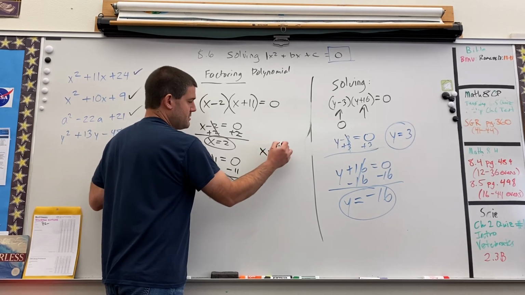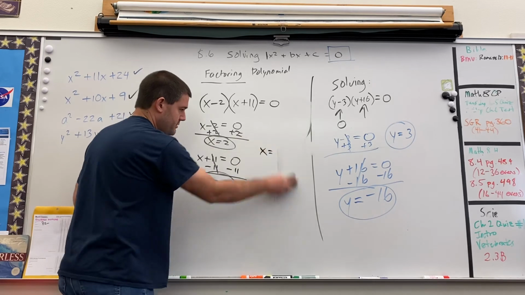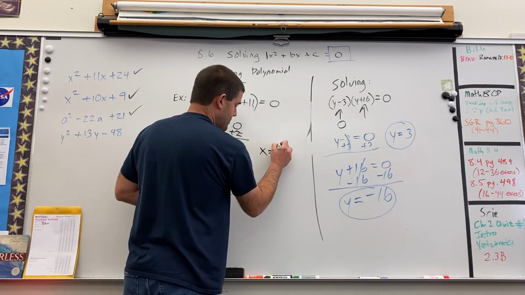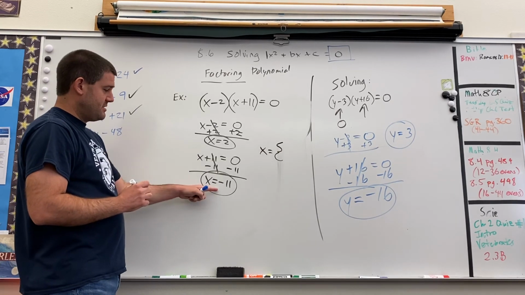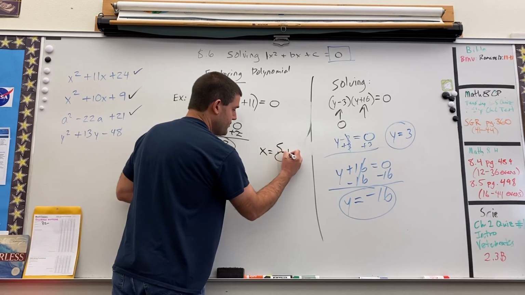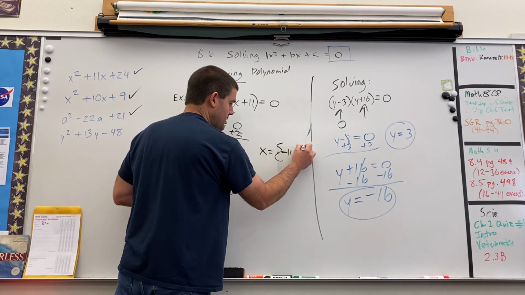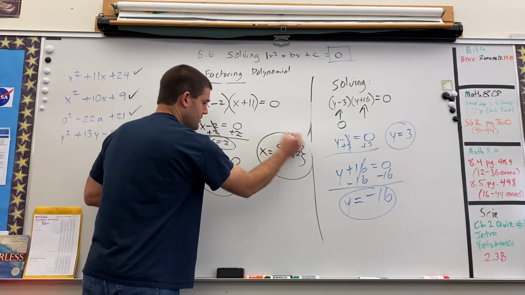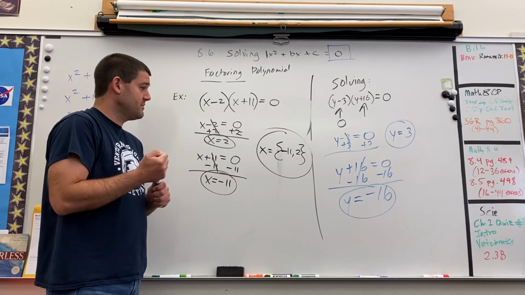x equals, then you draw your little curly Q's. That was a terrible curly Q. I just call them curly Q's. It's really a bracket though, fancy bracket. Negative 11 goes first because it's smaller, and then 2 would go second. End brackets. Circle your answer, and that's how you do it. Okay? All right.